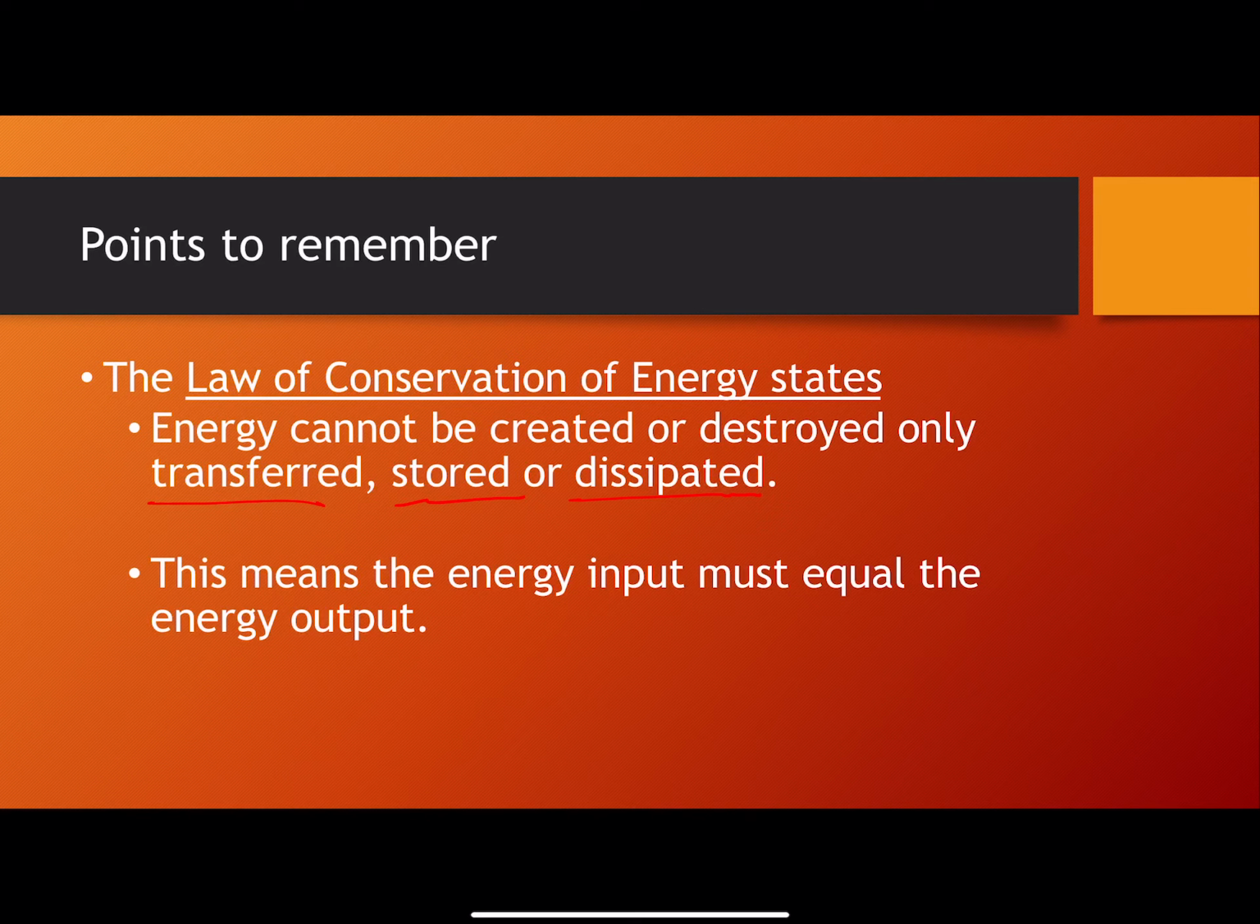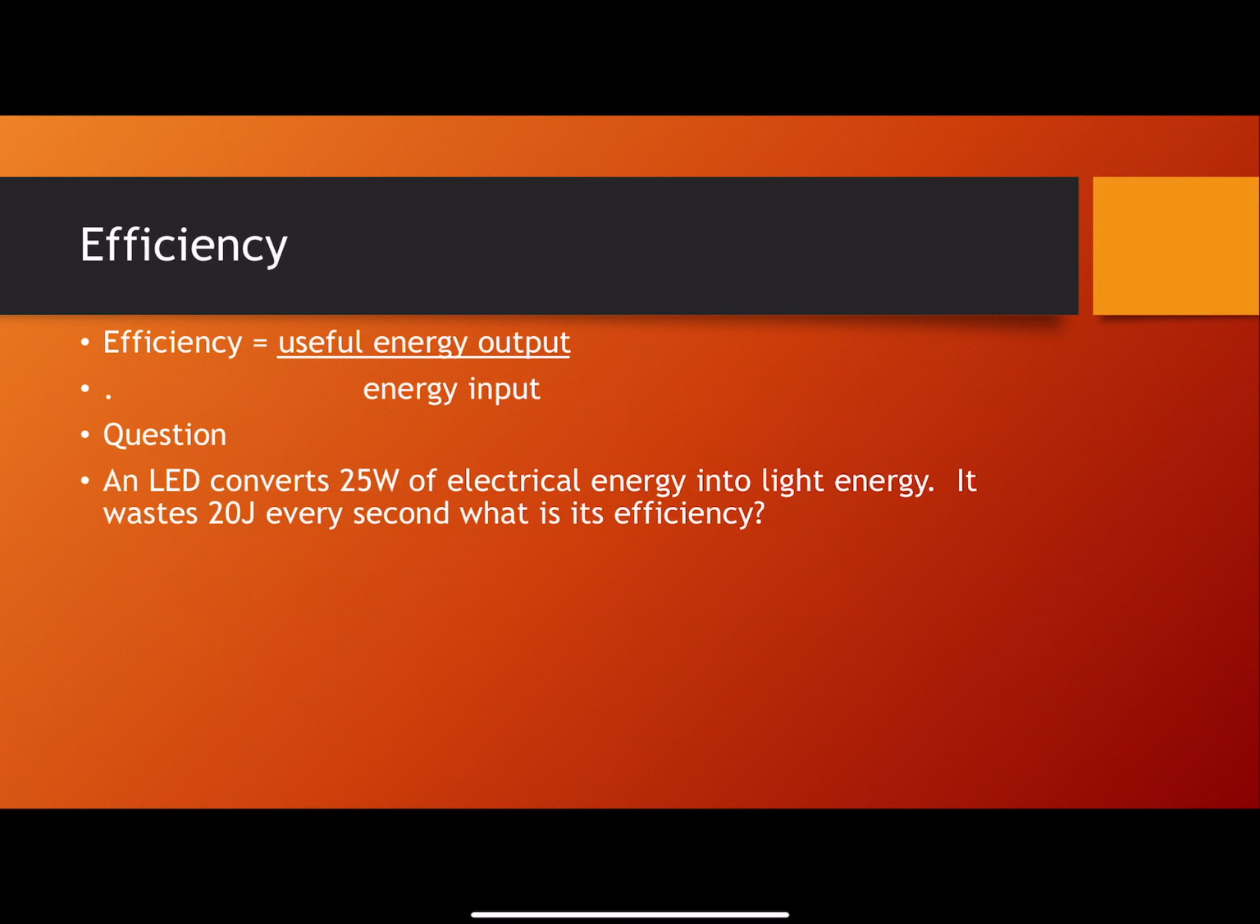What this means for our equation is that the energy input must equal the energy output. So on to a question, but just first of all looking at the efficiency equation. Efficiency is useful energy output divided by the total energy input.